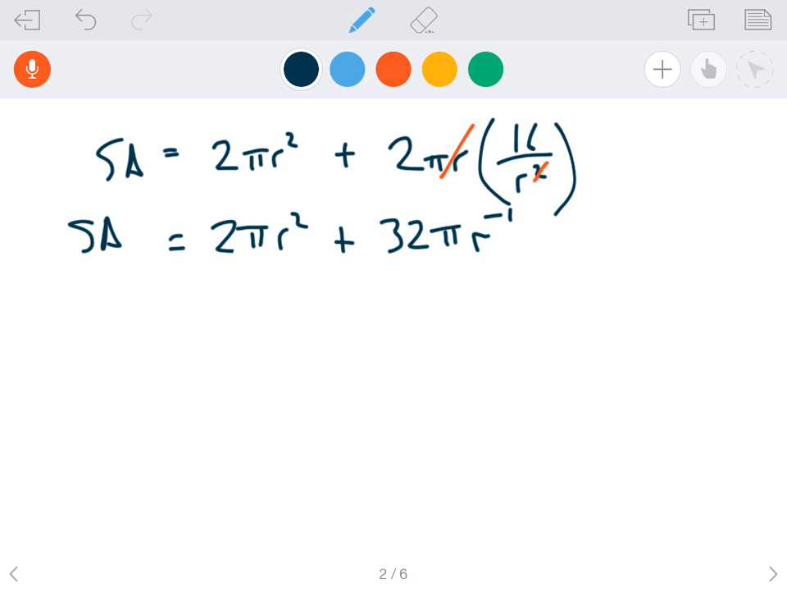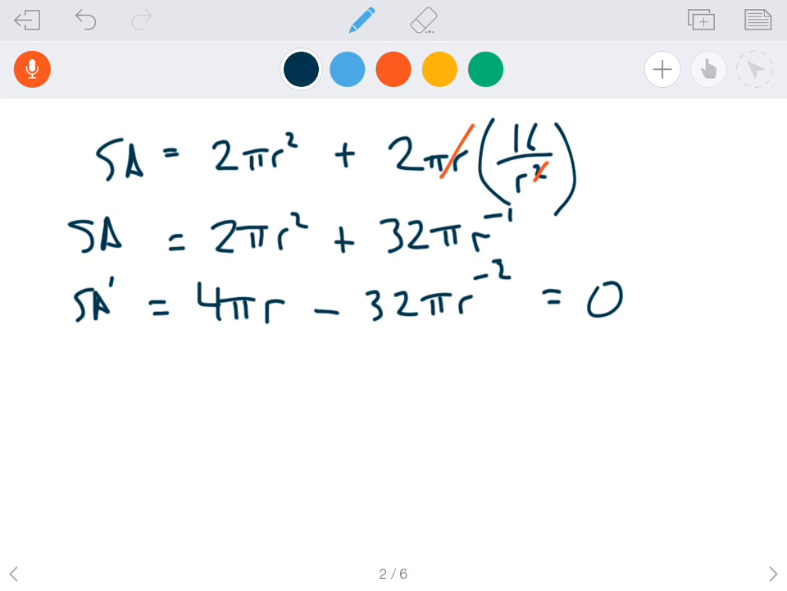I've got a nice function, I've got one variable, I'm ready to minimize it. So let's find the derivative of the surface area with respect to r. It's my variable. So 2 pi times 2 gives me 4 pi, subtract 1 from my exponent, leaves me with r, and then minus 32 pi r to the negative 2. And I need to set this equal to 0.